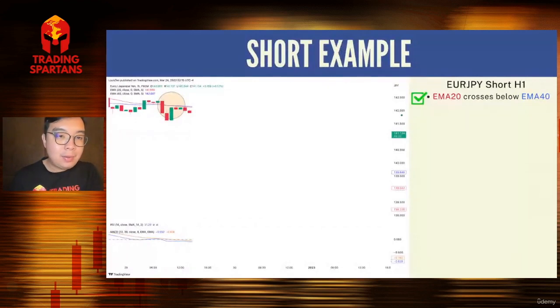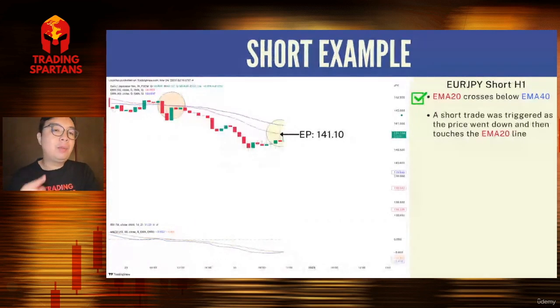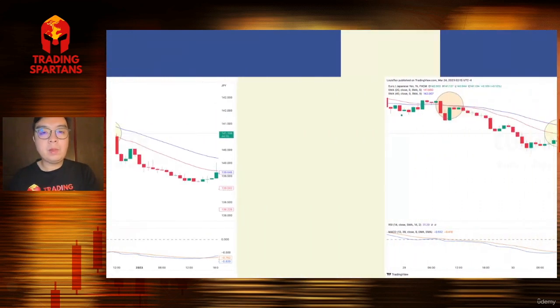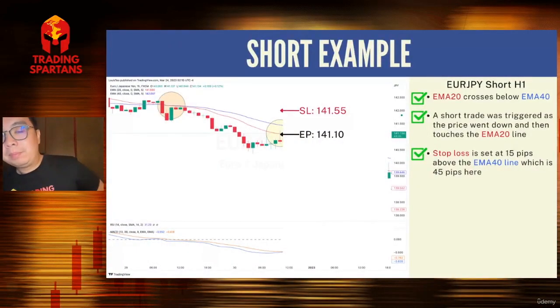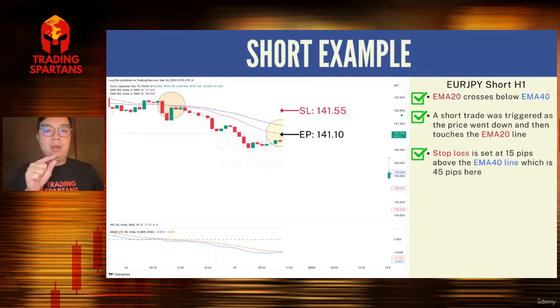So as you can see, EMA 20 has crossed below EMA 40. A bit tough to see, but you can see that there's a gap forming already, right? So what happens? We wait for the next opportunity for price to retest and touch our EMA 20, once EMA 20 is below EMA 40. So in this case, it's at the 141.10 price level. We then set the stop loss. So stop loss is our EMA 40 plus 15 pips. So in this case, for Euro Yen, from entry price to our stop loss is 45 pips, because the gap between the entry price and EMA 40 is 30 pips in this case.